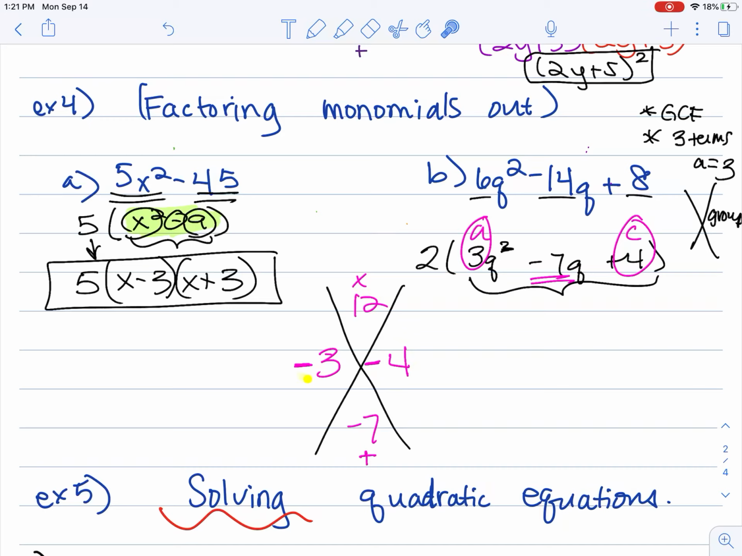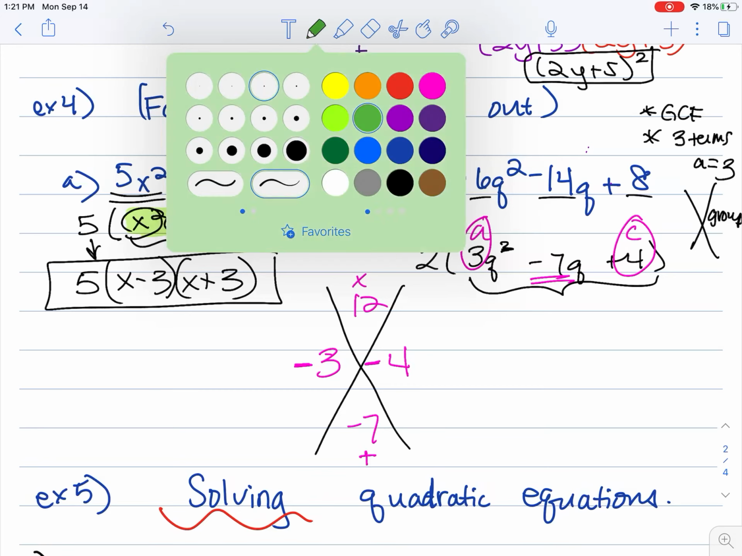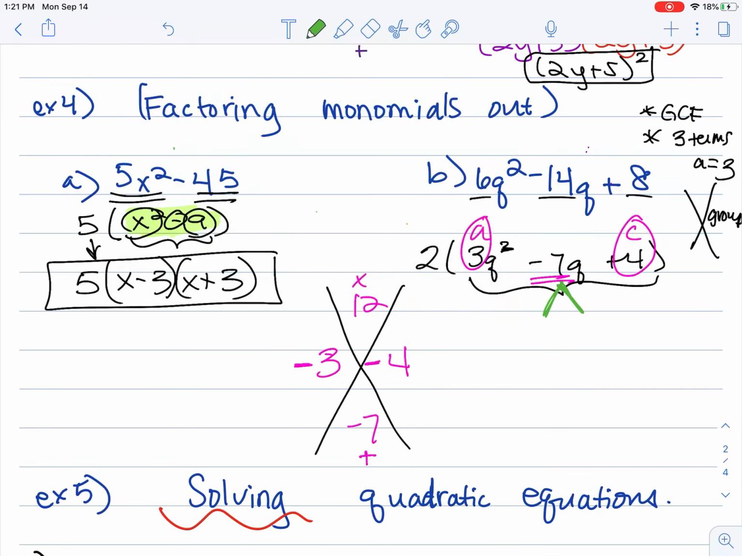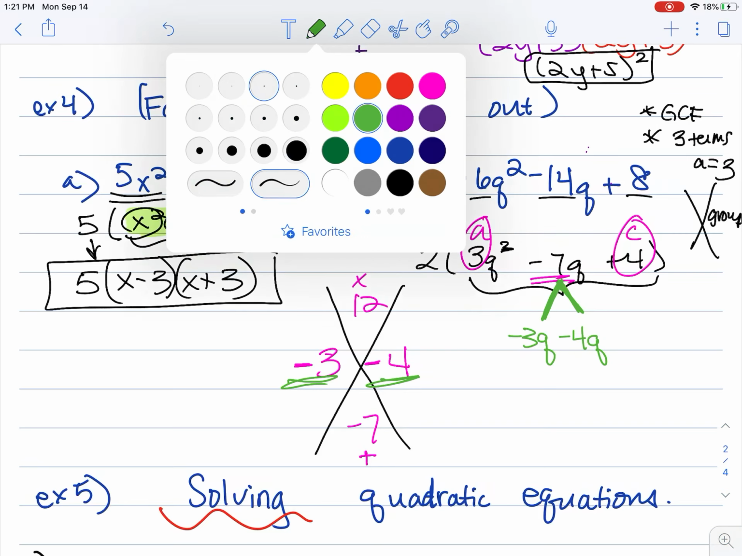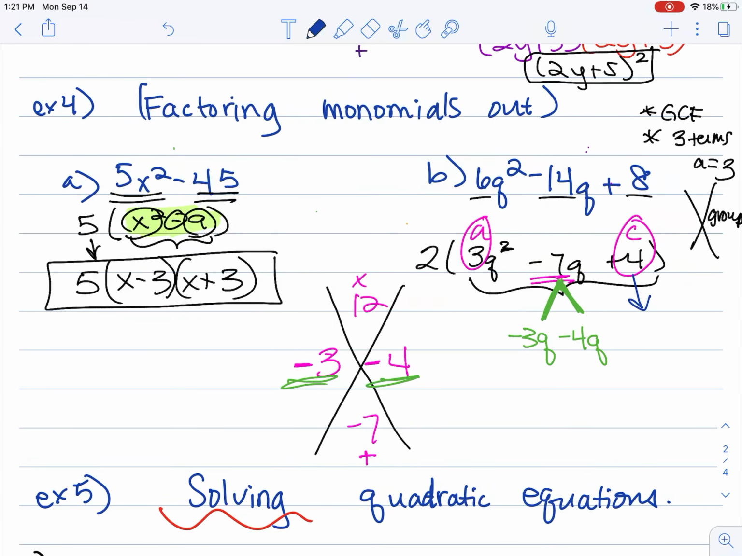So now let's check it. Negative 3 times negative 4 is positive 12. Negative 3 plus negative 4 is negative 7, so we're good. And now we're going to group these by separating this negative 7q into these parts. Negative 3q and negative 4q are equivalent to negative 7q. And now we're going to bring these parts down, and don't forget that really these are all in a parentheses with a 2 here, so don't forget about that too.